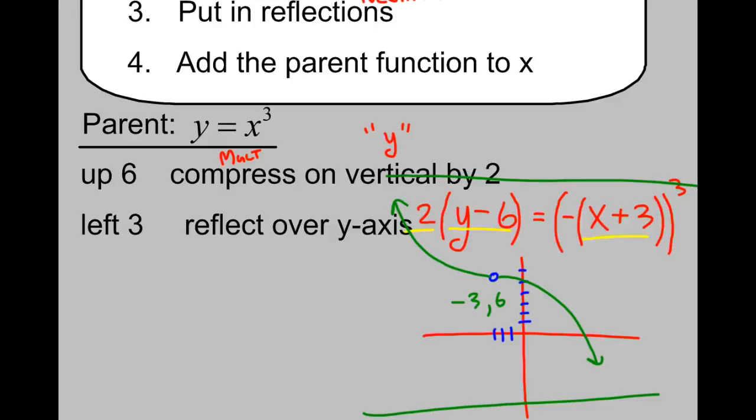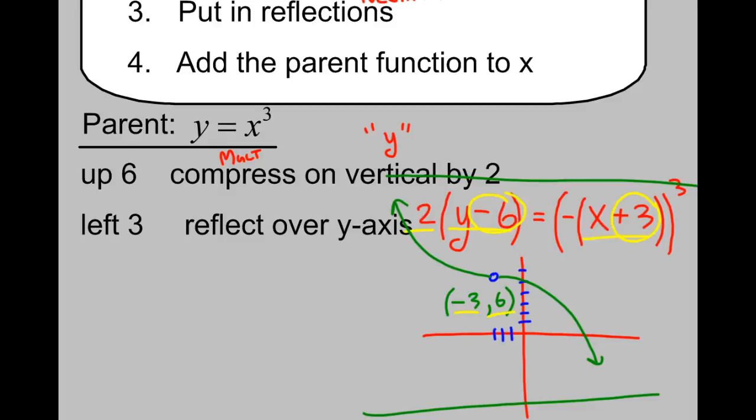Negative 3, 6. All right. If you label your vertex accurately, then what you're going to see is that if this is a negative 3 on the vertex there, it's going to be a plus 3 up here. And if it's a 6 there, it's going to be a minus 6 there if you got everything grouped where it's supposed to be. All right.